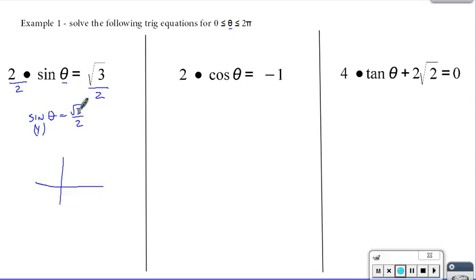Sine is y. This number here is a positive number. So I'm looking in quadrants 1 and 2. On my unit circle, quadrants 1 and 2, where is y root 3 over 2? Well, that would be pi over 3 and 2 pi over 3. So I have two answers for theta. Theta would equal pi over 3, okay, or 2 pi over 3.